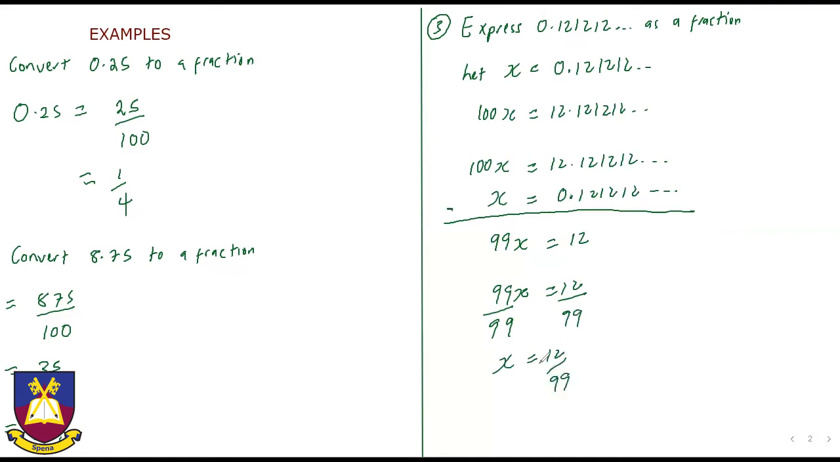You can reduce by any number that divides both the numerator and the denominator. And we could use 3. By 3 up, we get 4. By 3 down, we get 33. So that's how we convert recurring decimals to fractions.